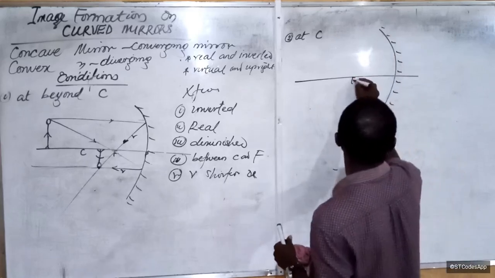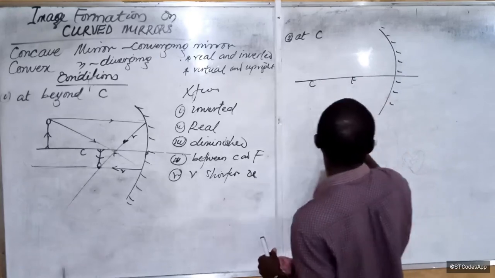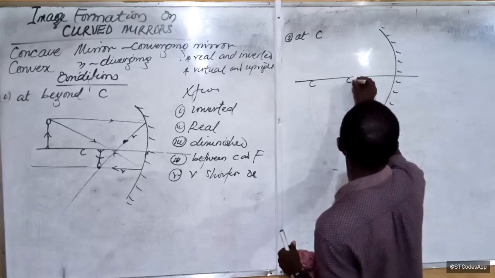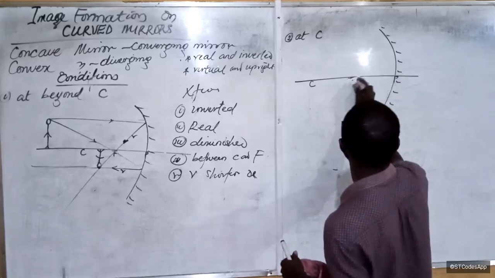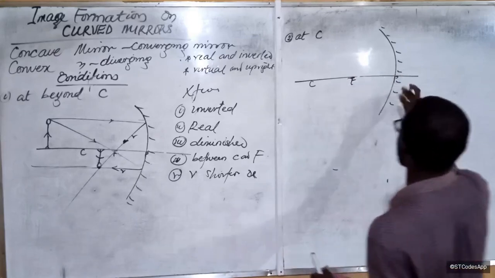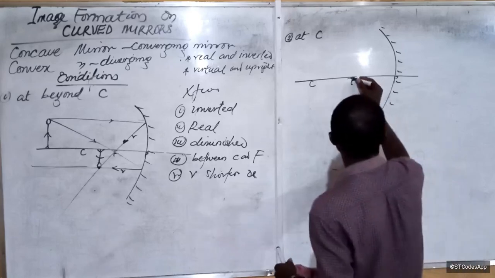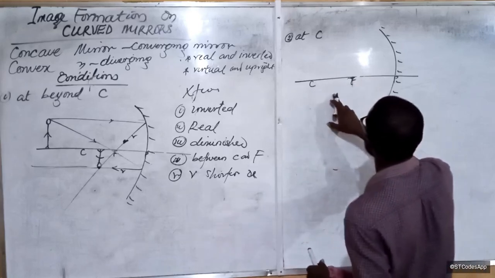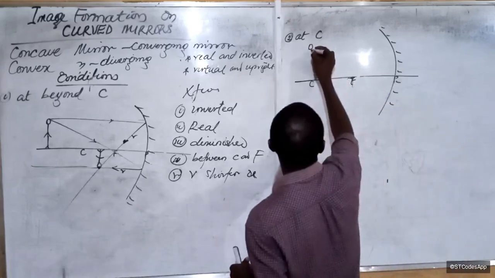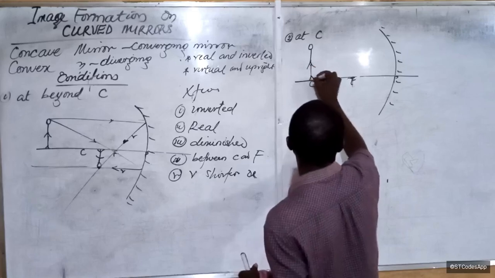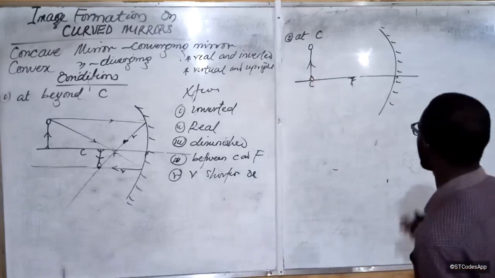So if this is our F, this would be C, making sure that F is just midway between C and P. Our focus is midway between center of curvature and P. So let's say we place our object at C here. What is going to happen now?